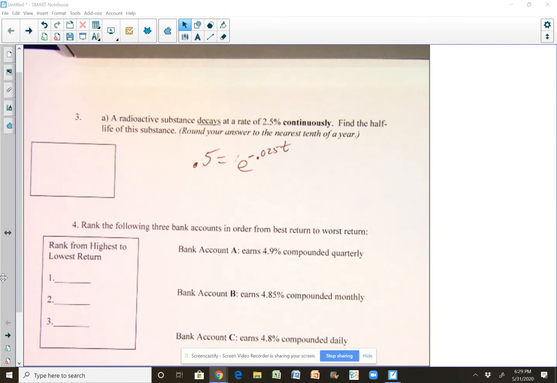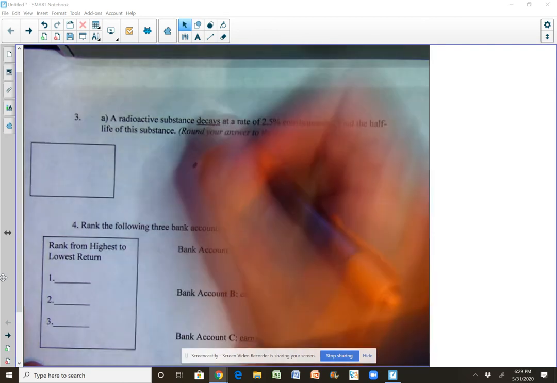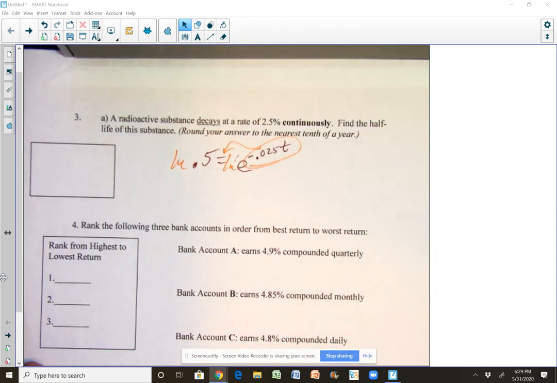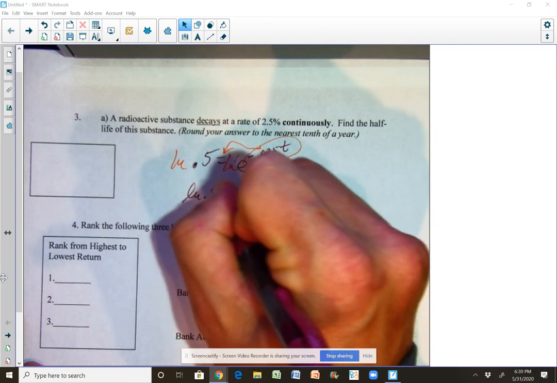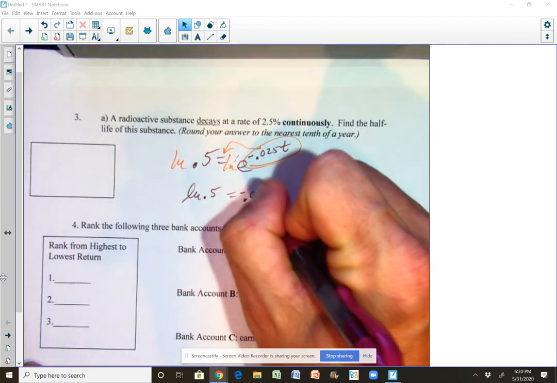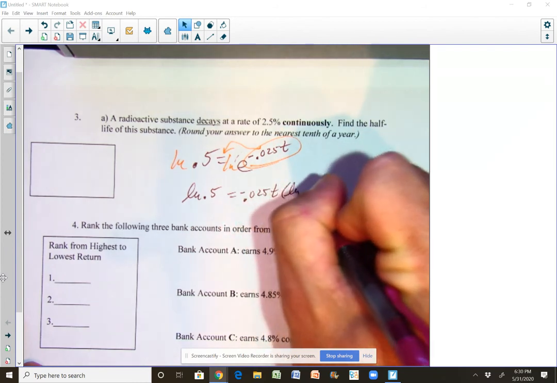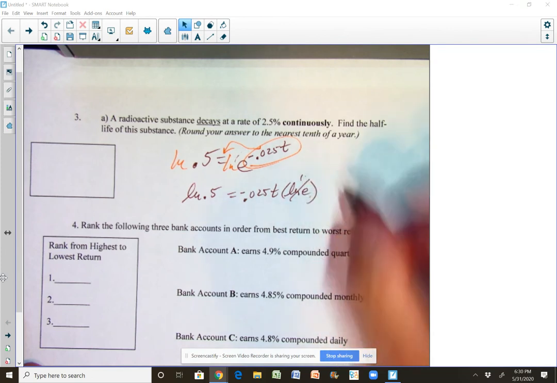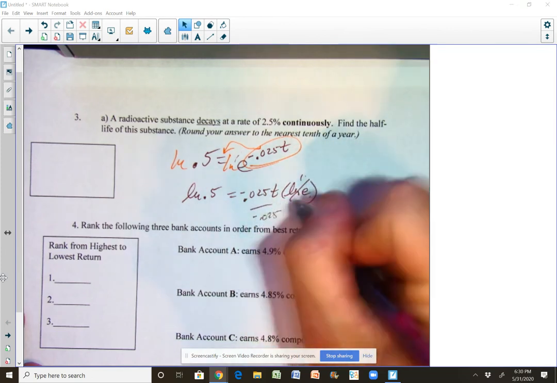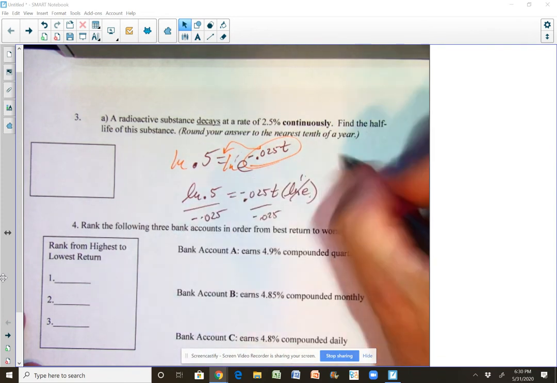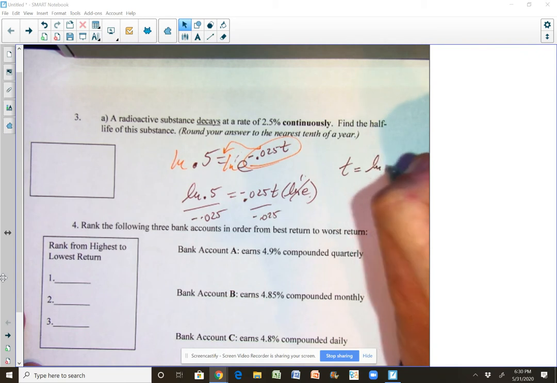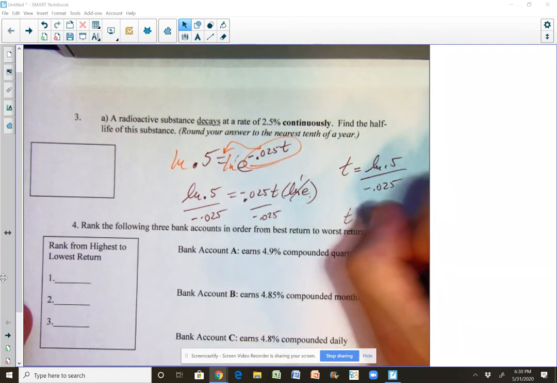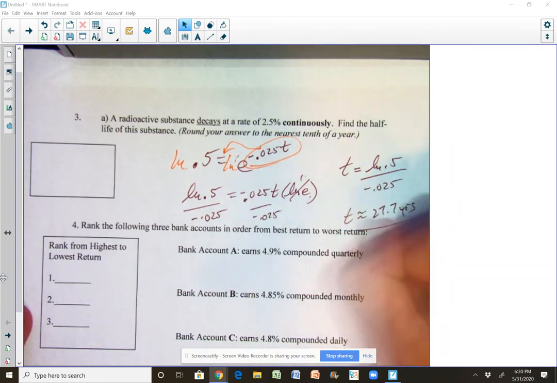So there's your setup. The only thing we have to do now is use logs to solve, but because it's a base e, we're going to use a natural log. It's going to be simpler with cancellation. So what we get is the ln of 0.5 is equal to negative 0.025 t times the ln of e. And that's the reason why we like to use ln's, because the ln and the base e cancel each other out. So now all we have to do is divide by negative 0.025, and you'll have your number, t is equal to the ln of 0.5 over negative 0.025. And that's approximately 27.7 years.